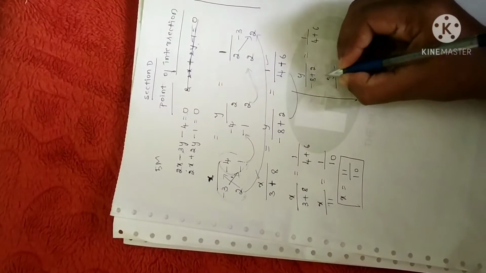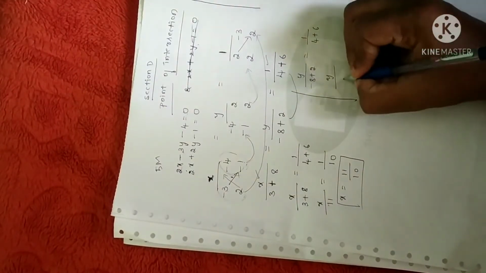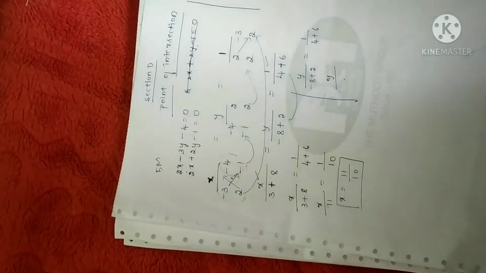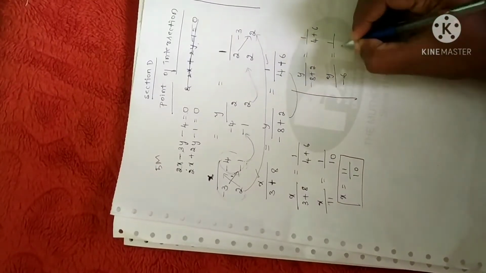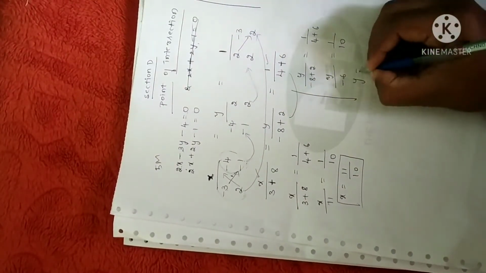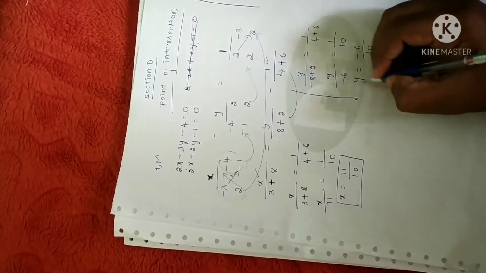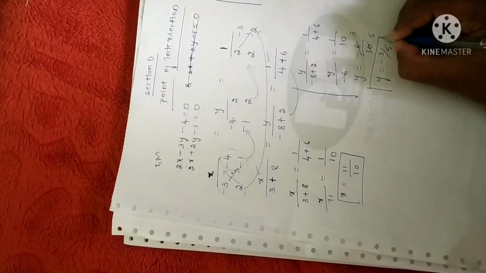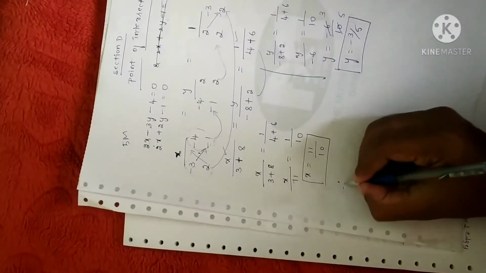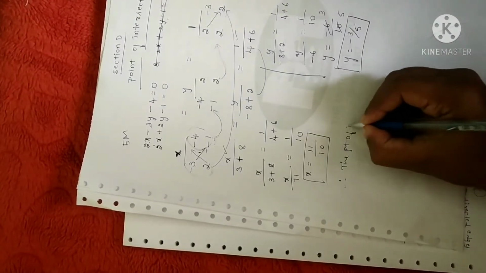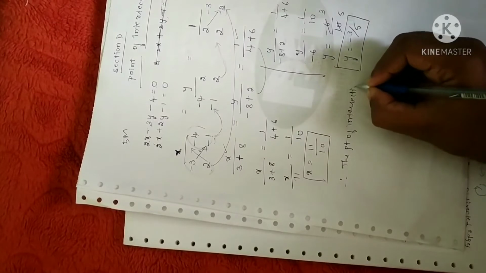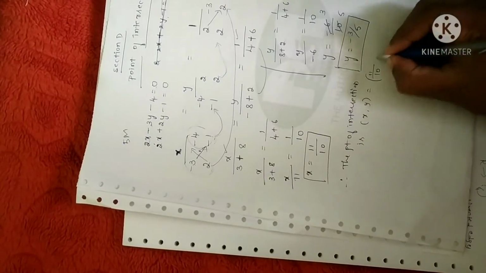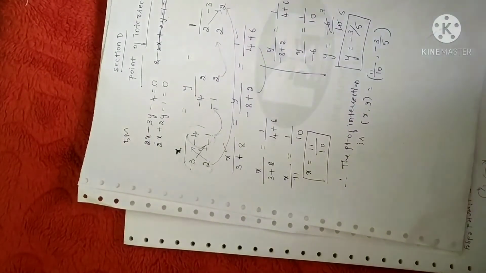Similarly, let me simplify the value of y. Minus 8 plus 2 is minus 6. So write down minus 6 here. 1 divided by 4 plus 6 is 10. So y is equal to, do the cross multiplication, minus 6 by 10. 2 3s are 6, 2 5s are 10. So y is equal to minus 3 by 5. That's all. So therefore the point of intersection is x comma y. First write down the value of x. It is 11 by 10 comma minus 3 by 5.